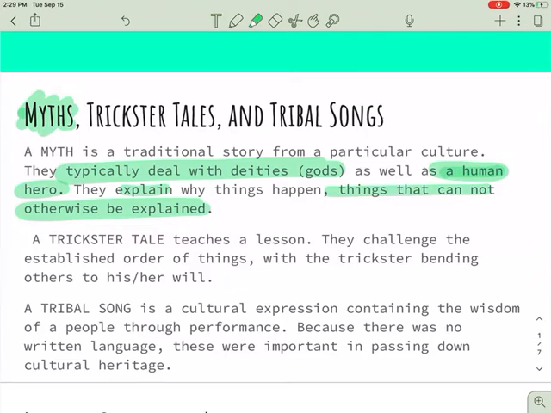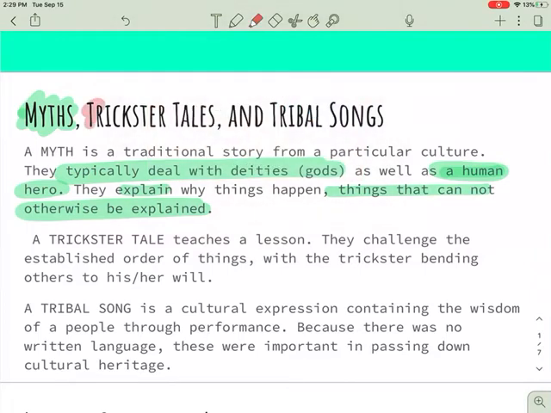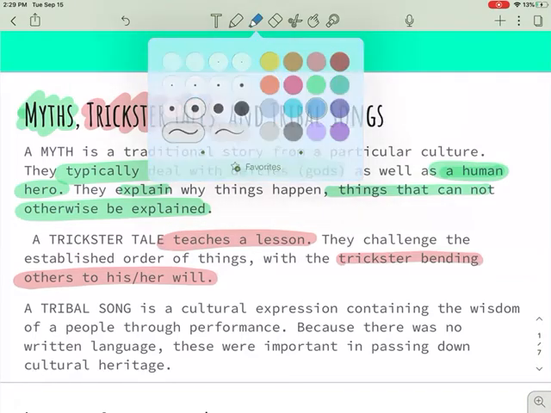Why is there lightning in the sky? Because Zeus is tossing around lightning bolts, okay? That is a myth. We also have trickster tales. So the Native American trickster tale is very much like a European fairy tale in that they teach a lesson, okay? They challenge the established order of things, with the trickster typically bending others to his or her will. So we'll be covering a trickster tale in this unit as well.